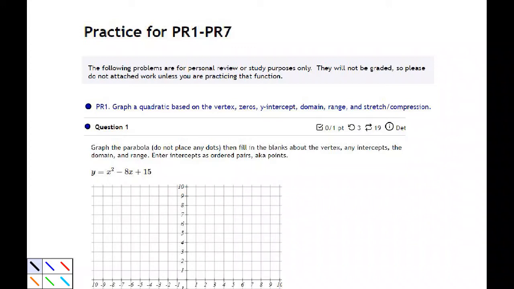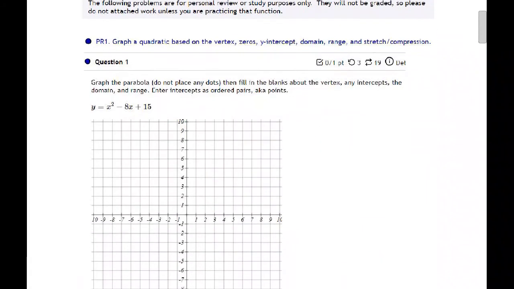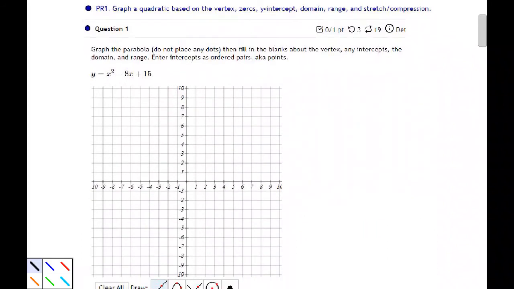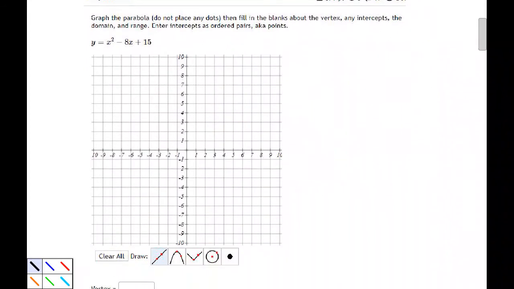So PR1, this objective says, graph a quadratic based on the vertex, zeros, y-intercept, domain, range, and stretch or compression. We are told to graph the parabola, don't place any dots, then fill in the blanks about the vertex, any intercepts, the domain, and range. Enter intercepts as ordered pairs, aka points. We have the function y equals x squared minus 8x plus 15.